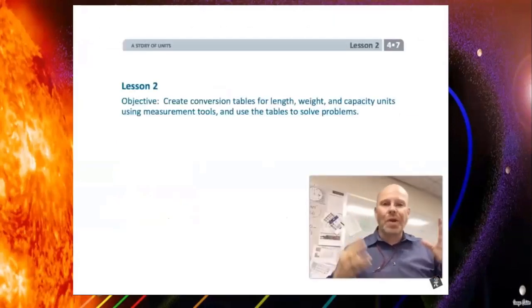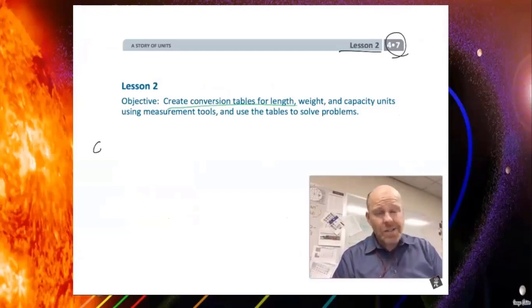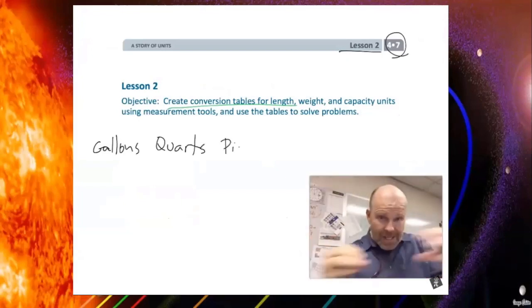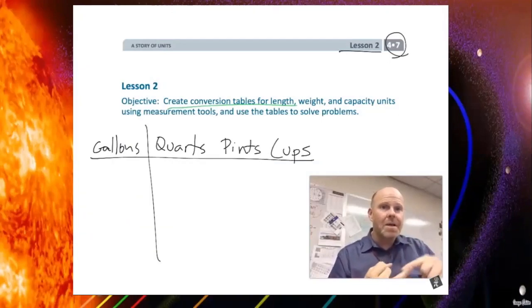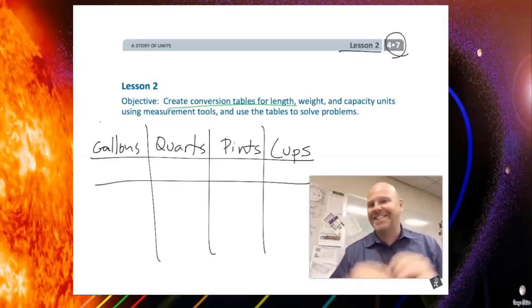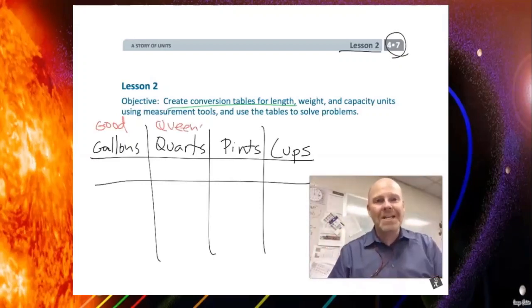All right, this is 4th grade, Module 7, Lesson 2. And in this lesson, students are going to continue doing what they did in Lesson 1, which is basically creating conversion tables. Although this time we're going to be focusing on gallons, quarts, pints, and cups. And you could remember that order by saying good queens prefer chocolate. That is just lame. But anyway, so we got gallons, quarts, pints, and cups.